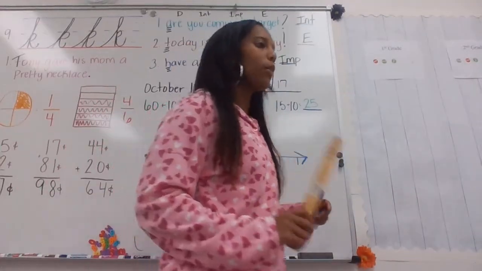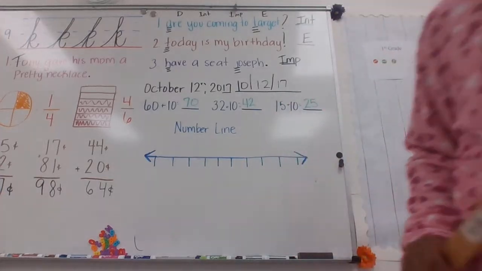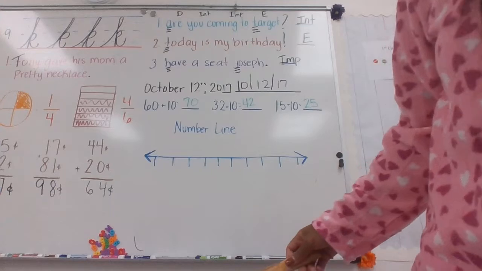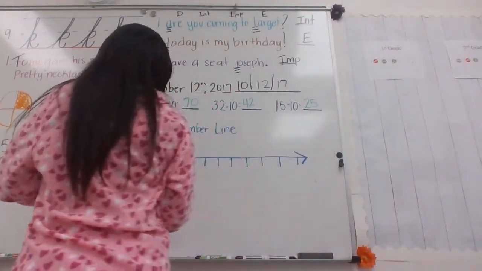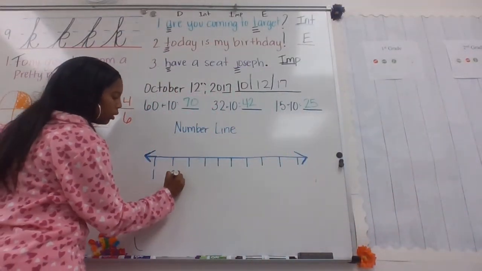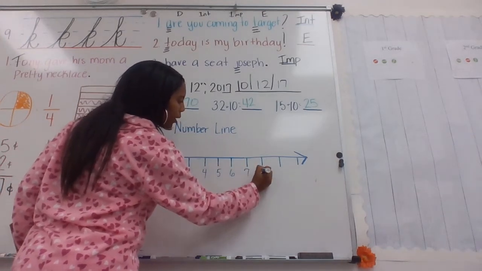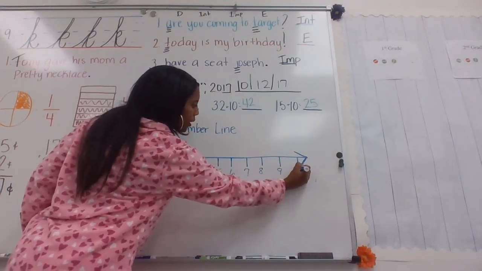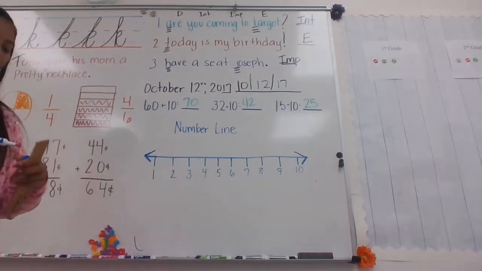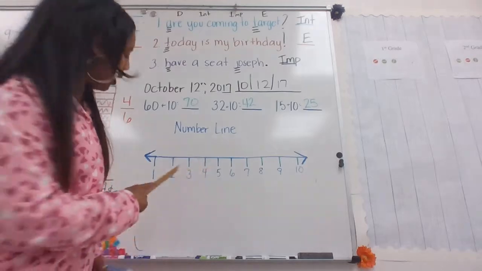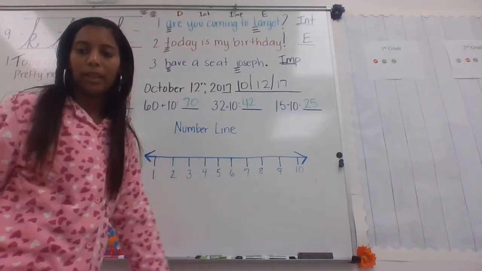Okay, so once you have your 10 lines, I'm just showing you an example of one of the students. They have their line with their 10. So now we will start to fill in our number line. Let's go ahead and number it. So we're starting with 1, 2, 3, 4, 5, 6, 7, 8, 9, and 10. So you should have all the way to number 10. So our number line here is from 1 through 10.